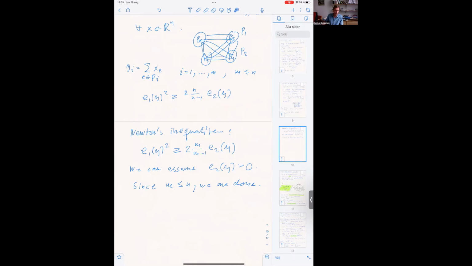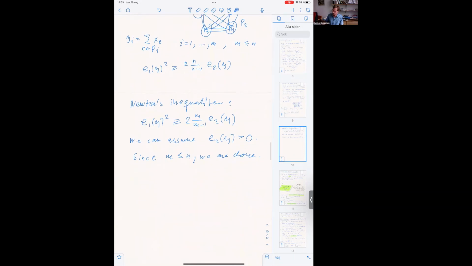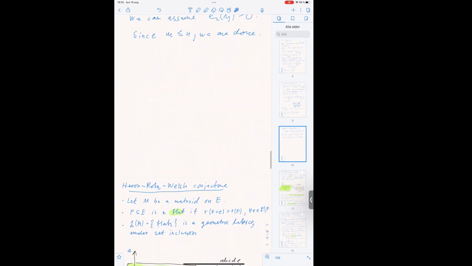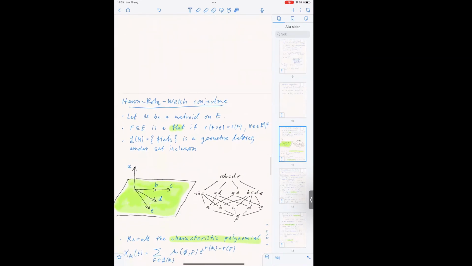Well, the first Newton inequality, which is sort of the geometric-arithmetic mean inequality. Right? Are you with me? Yeah, so far so good.